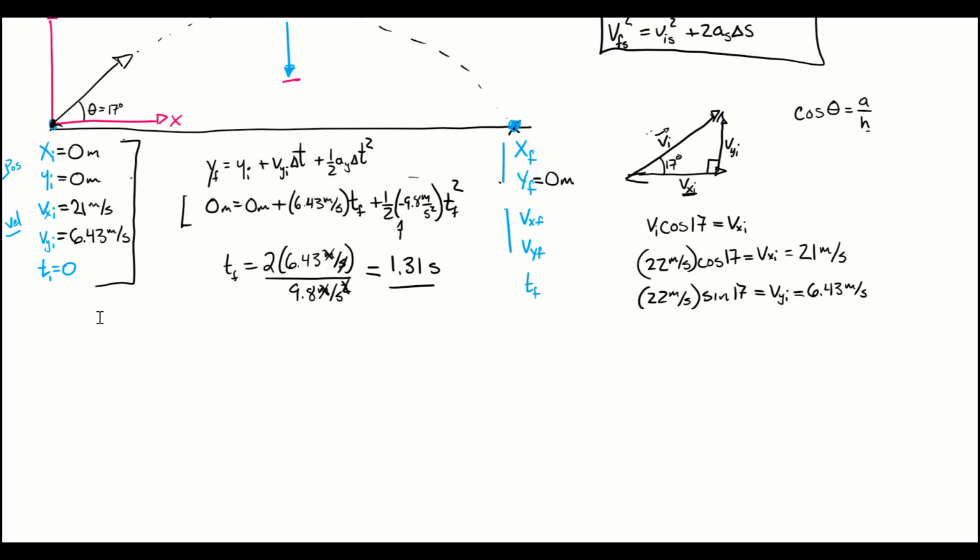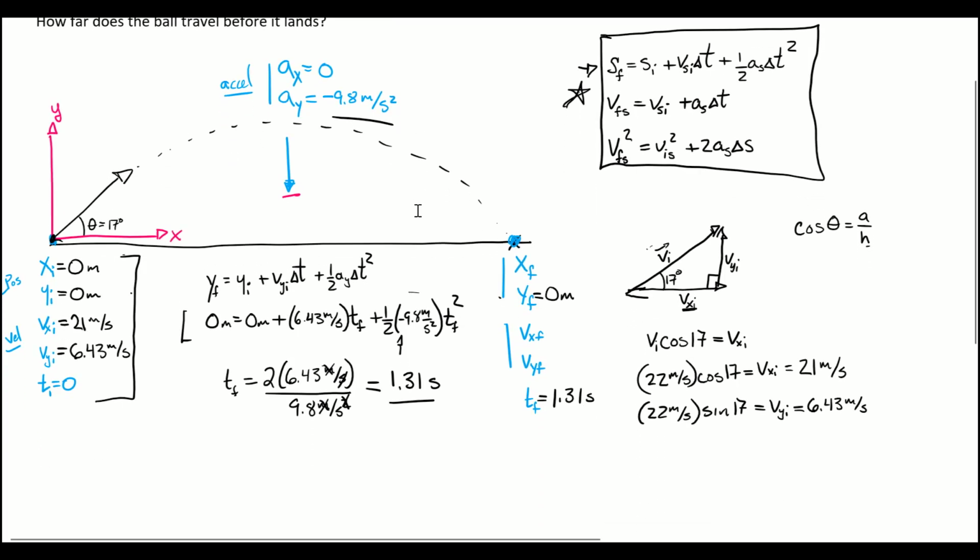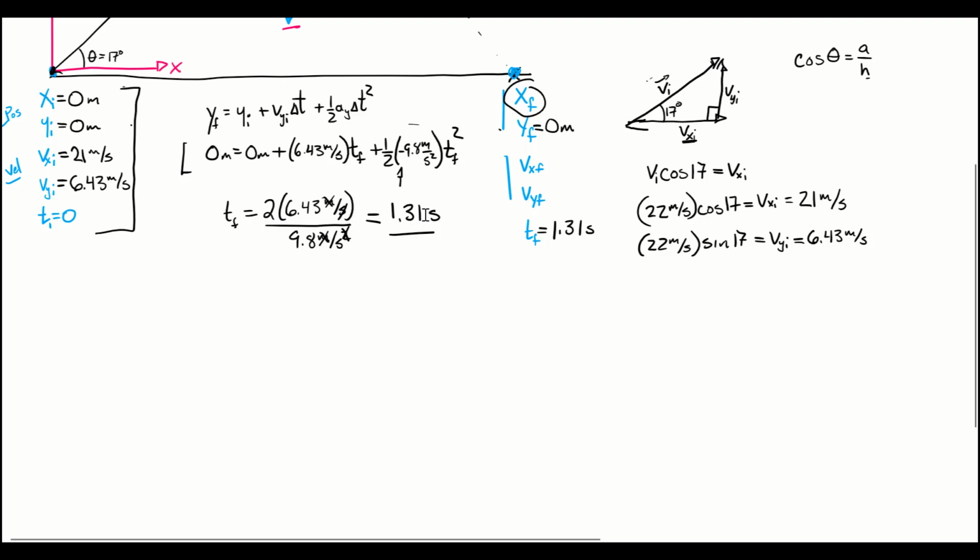But the point is we've solved for something we didn't know before, how long it's in the air for. But the question asked, how far does the ball travel when it's in the air? So what we're really looking for is this x final. So I need to do more work here. And what I'm going to use is the same equation, but I'm going to apply it to the x direction. So that equation is x final equals x initial plus vx initial times delta t plus 1/2 ax delta t squared.